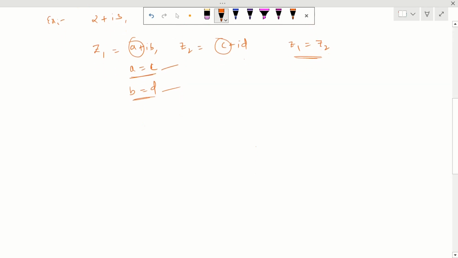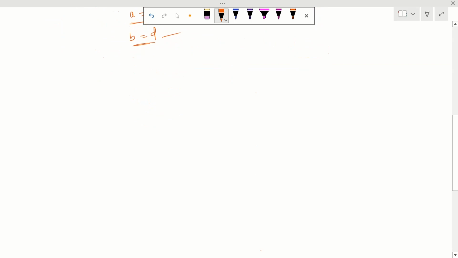Now we can take an example, in which we find the value of x and y.